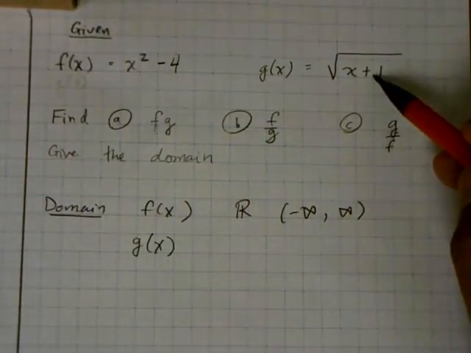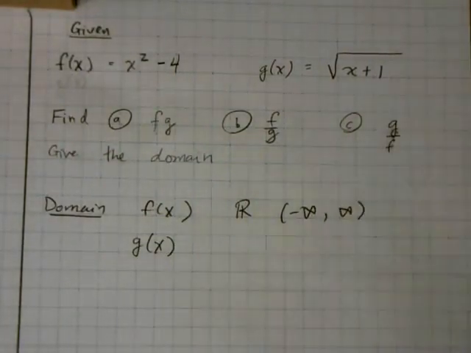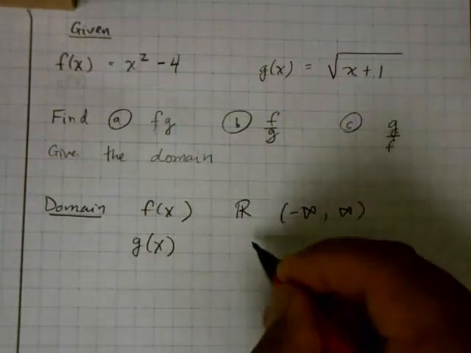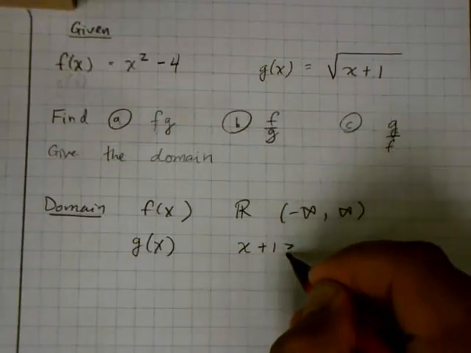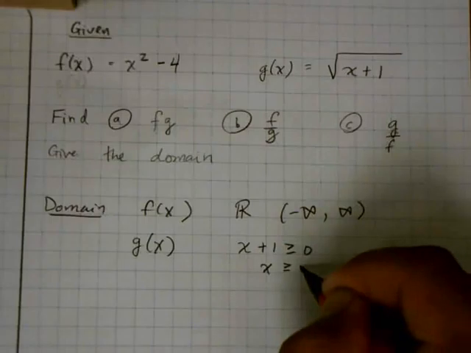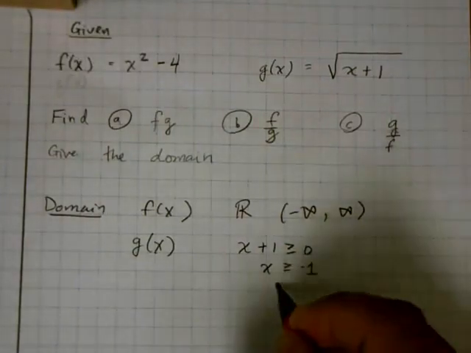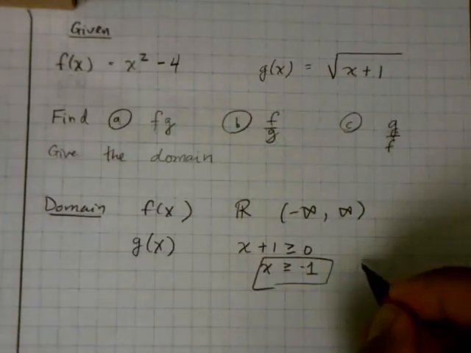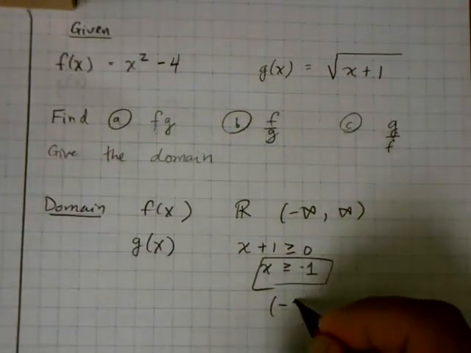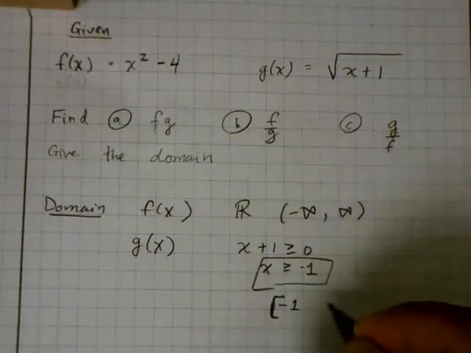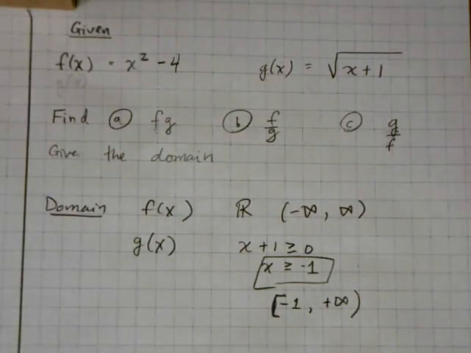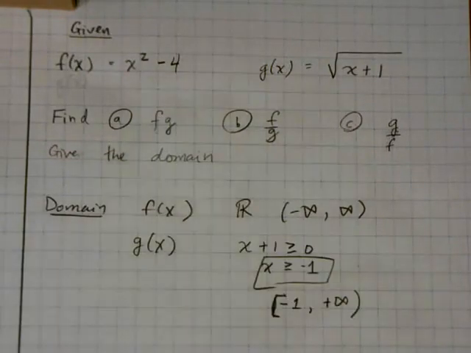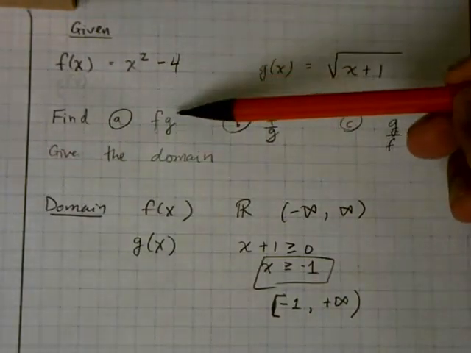Since g of x has a square root, x plus 1, okay, we know that whatever is inside the square root has to be positive or equal to 0. So I know that x plus 1 has to be greater than or equal to 0. So x has to be greater than or equal to negative 1. Or in interval notation, that's going from negative 1 inclusive, this should be a bracket, to positive infinity. And so keeping these two things in mind, once I'm able to find the domain of f of x and g of x, I'm going to have to refer back to this when I find the domain of these expressions up here. Okay?